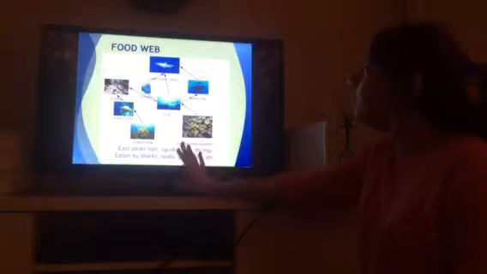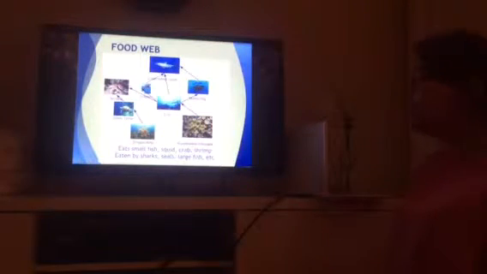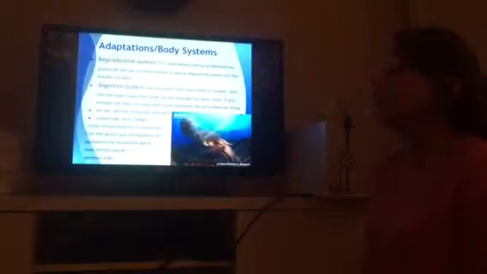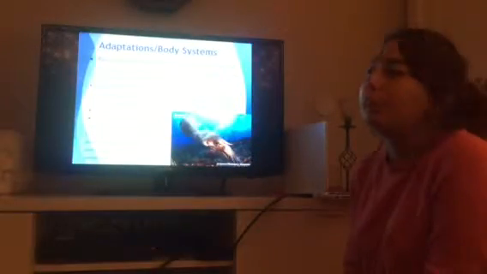So this is a food web. The Octopus vulgaris eats small fish, squid, crab, and shrimp, and it is eaten by sharks, seals, large fish, and more. These are some of the adaptations of the Octopus vulgaris.